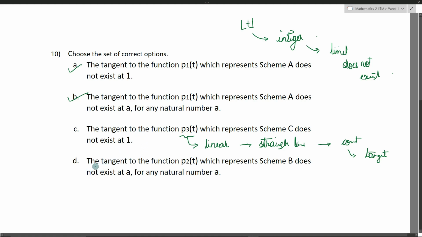What about the last option? The tangent to the function P2 of t, which represents scheme B, does not exist at any natural number n. Yes, even in this case we will have a graph something like this. At any natural number n, the left hand limit and the right hand limit will not be equal, therefore the graph is not continuous at n, so we cannot draw a tangent at any n.